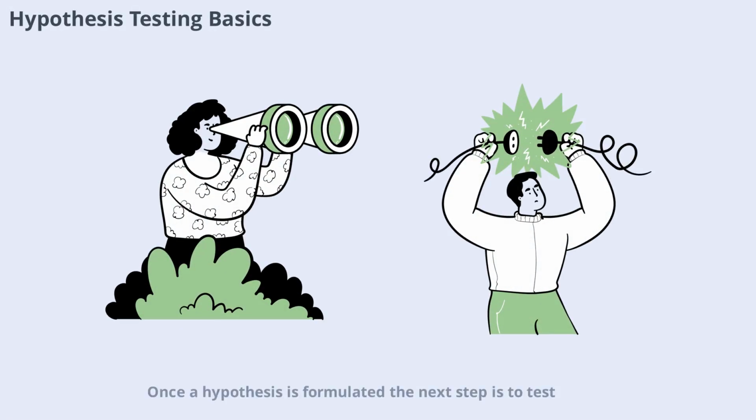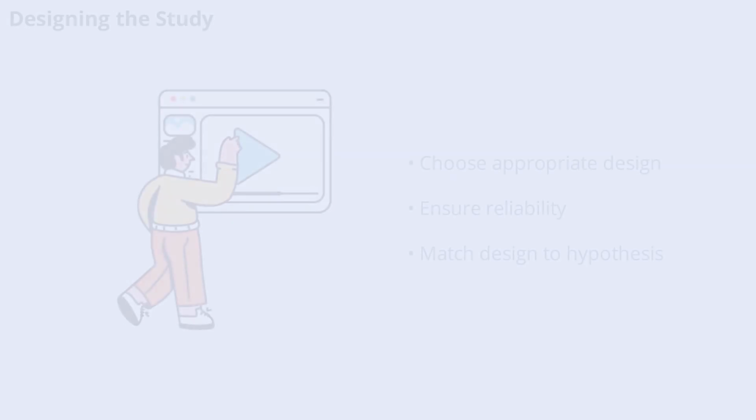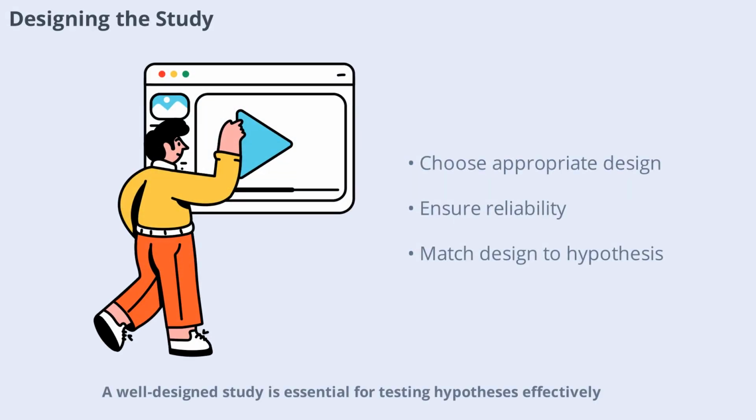Once a hypothesis is formulated, the next step is to test it through scientific experiments or observational studies. Hypothesis testing involves collecting data, analyzing it, and determining whether the results support or refute the hypothesis. This process is fundamental to scientific progress as it allows researchers to draw evidence-based conclusions. A well-designed study is essential for testing hypotheses effectively.